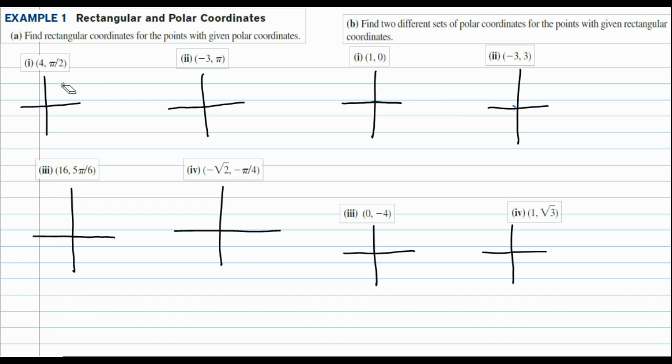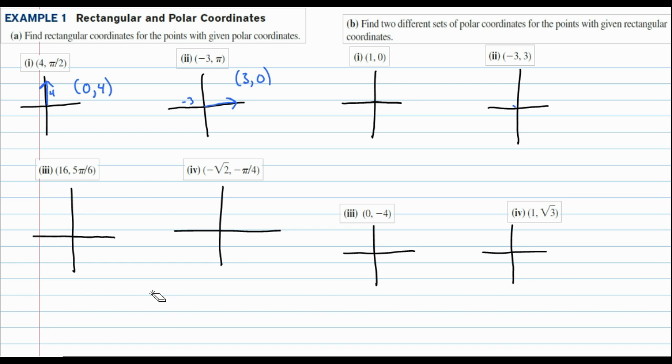Alright, so number 1: 4 comma pi over 2. So I'm looking at a rotation of pi over 2, which is straight up the positive y-axis and 4 units away from the origin. The point at the end of that would be 0 comma 4. Number 2, negative 3 comma pi. So that's a rotation of pi, but we're going negative 3, so it's going to go backwards the opposite direction. So that point is going to be 3 comma 0.